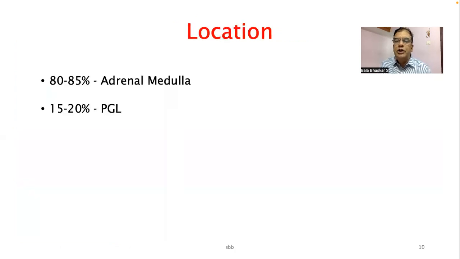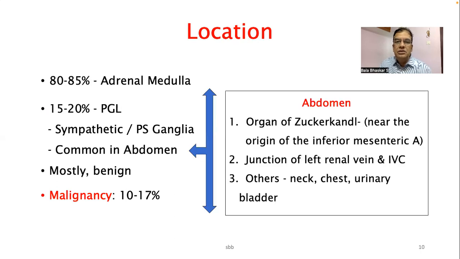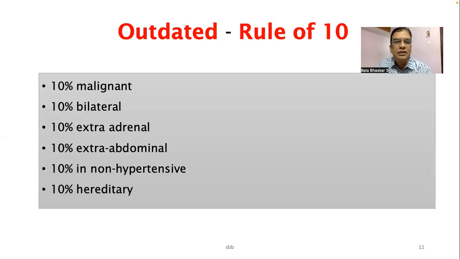So where are these tumors located? Pheochromocytoma is mostly located in the adrenal medulla, 80 to 85%, and 15 to 20% could be paragangliomas, mainly sympathetic and also parasympathetic, common in the abdomen, and they are mostly benign in nature. About 10 to 17% could, of course, be malignant. In the abdomen, they are more commonly seen near the origin of the inferior mesenteric artery, the so-called organ of Zuckerkandl, and the junction of the left renal vein and the inferior vena cava. Others could be in the neck, chest, and urinary bladder.